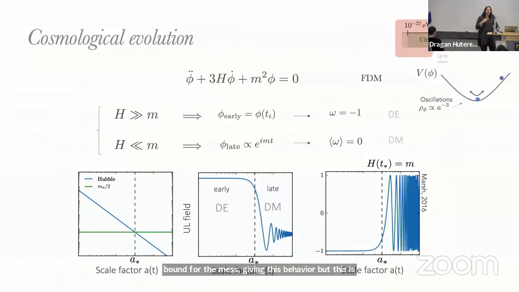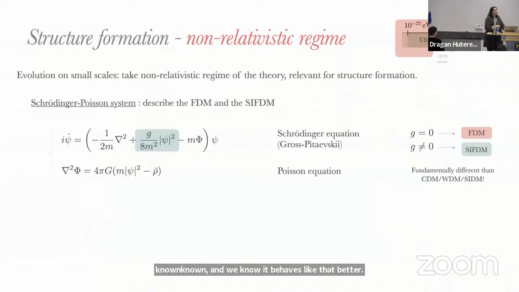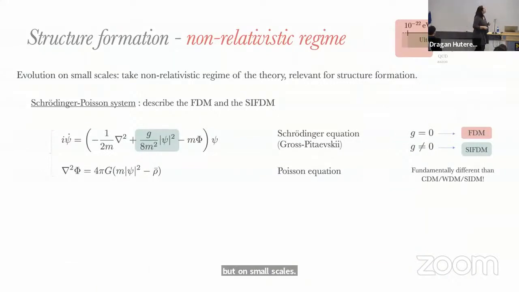We're now going to talk about how dark matter behaves on small scales. And for that, we're interested in the non-relativistic regime of dark matter. The cosmological way that it behaves is well known, and we know it behaves like dark matter. But on small scales, how different is the behavior from, for example, a particle in a Newtonian theory?